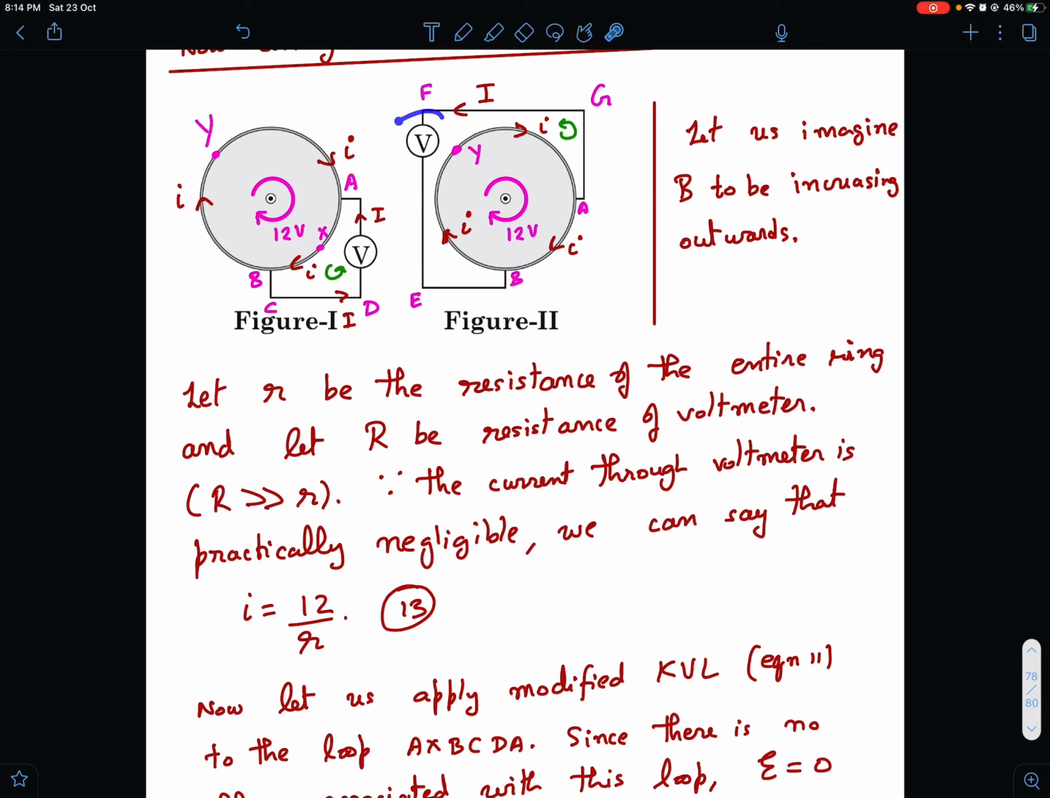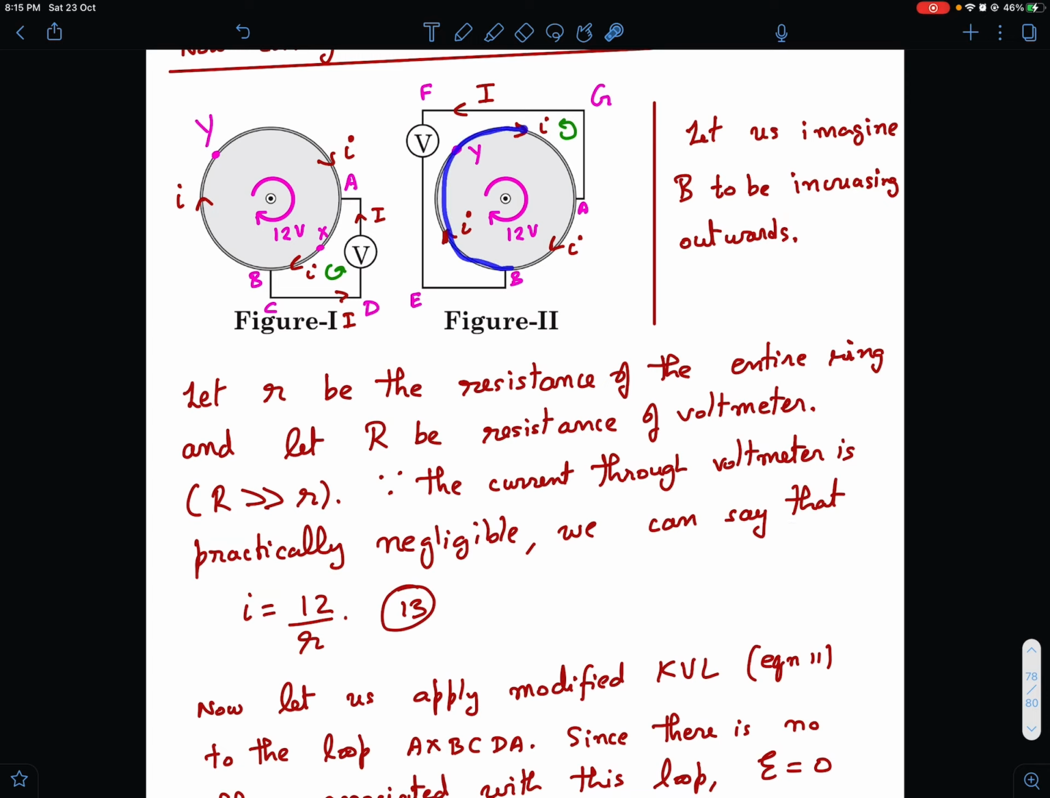Now let's find out the reading of the other voltmeter. For the other voltmeter reading, I am finding that this loop is very convenient, because again in this loop there is no EMF, there is no flux associated with this, the shaded part that I am just shading right now in blue. So this is a convenient loop for applying modified KVL. And this has a resistance of 3R by 4 because this is 3/4.